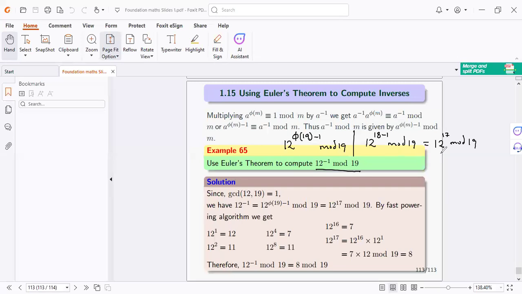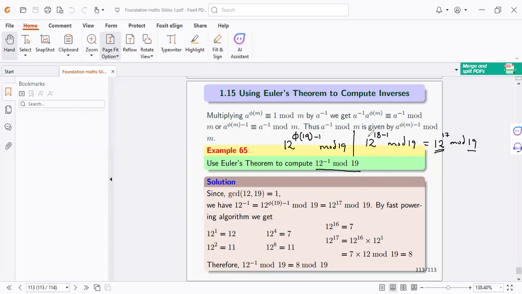So this is the inverse. So we only need now to reduce this. And reducing this, you can use any method. You can use the fact that 19 is prime. You can use the Euler or the Fermat theorem, because 19 is prime and it does not divide 12. You can use the Fermat theorem to give you the answer. You can use the fast powering algorithm that I did here, and so on.